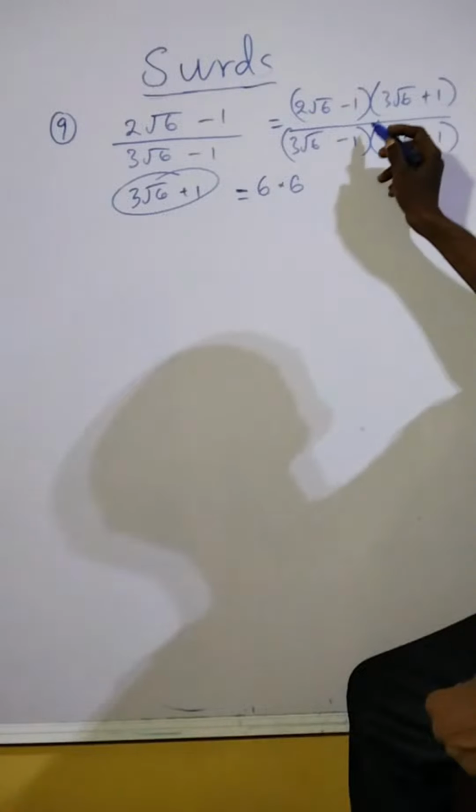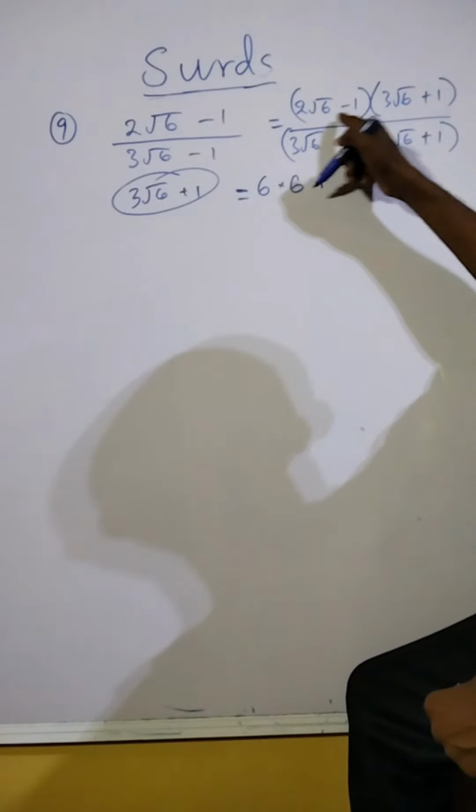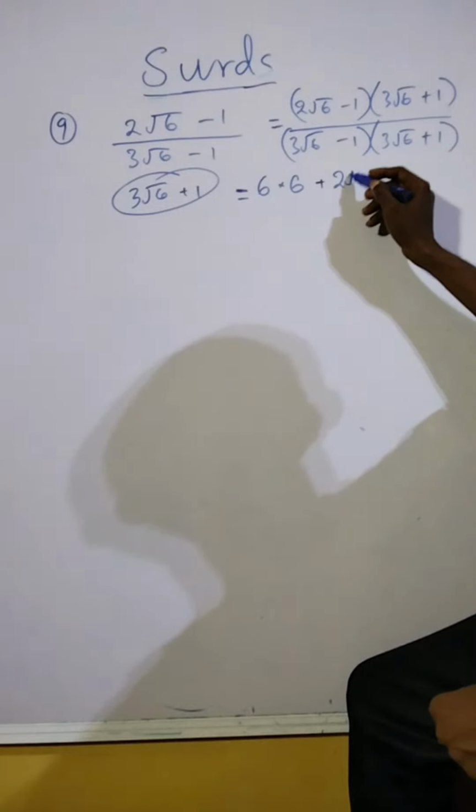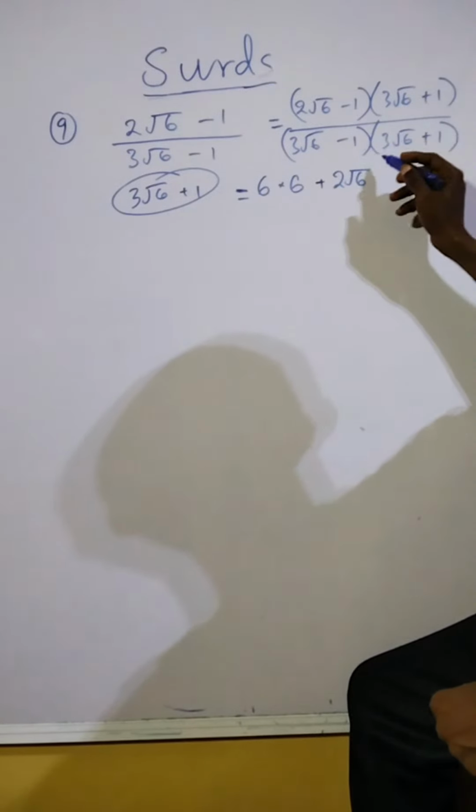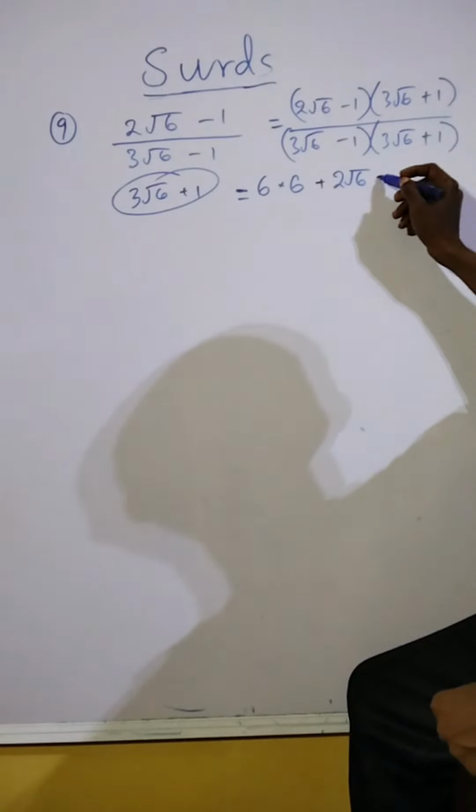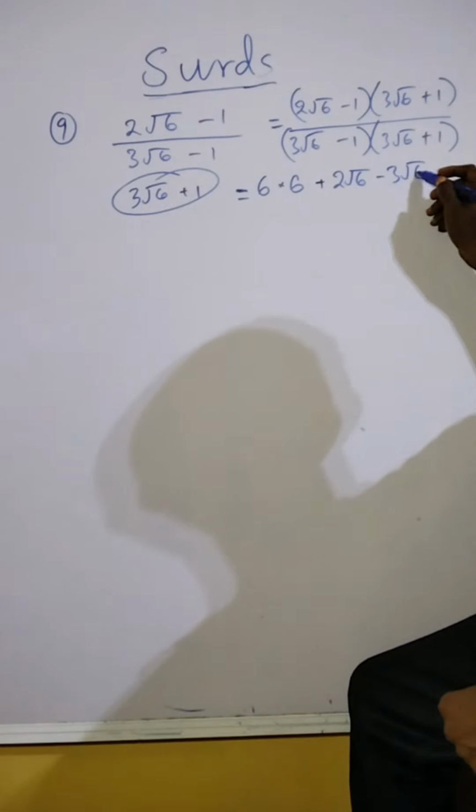Then plus also 2 root 6, we multiply by 1, that's 2 root 6. Okay, minus 1, now we multiply. Minus 1 times 3 root 6, that's minus 3 root 6. Minus 1 times 1, that's minus 1.